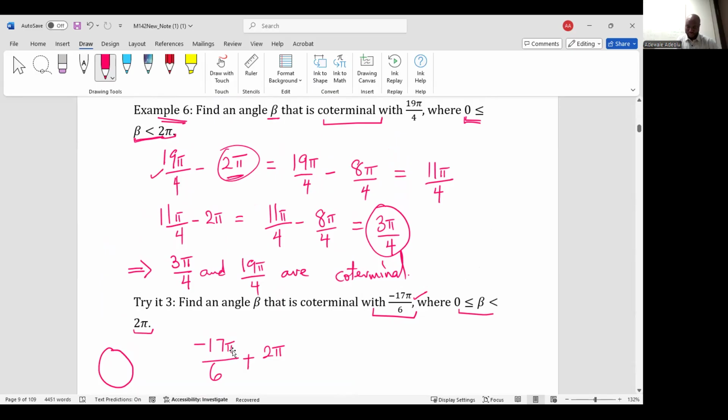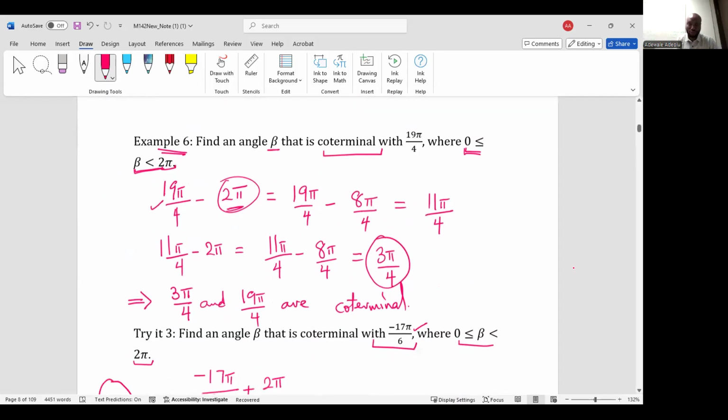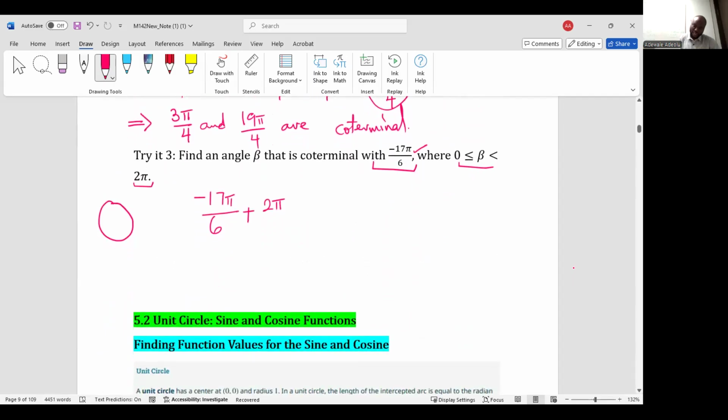So what I can do there is subtract 2 pi because 19 pi over 4 is more than 2 pi. It is more than one full cycle, so I need to subtract so that I will be able to jump into that. For negative, I need to add 2 pi. So if we do the same thing, what do you have? Just keep adding 2 pi until you fall within one full cycle, that is between 0 and 2 pi.